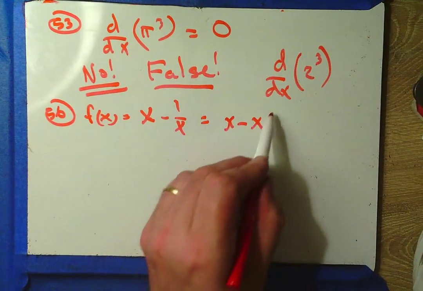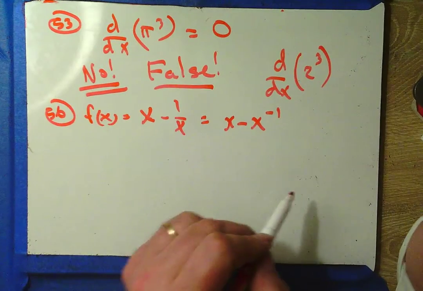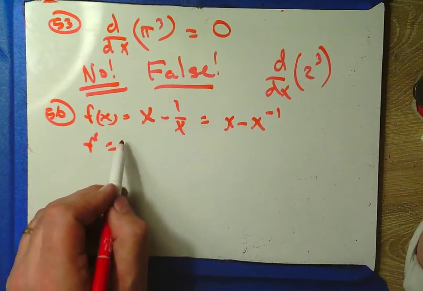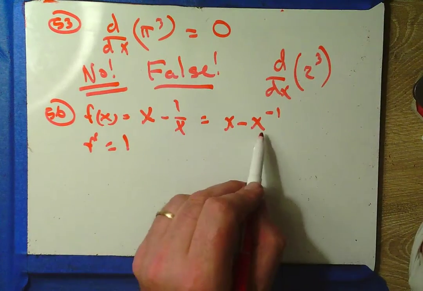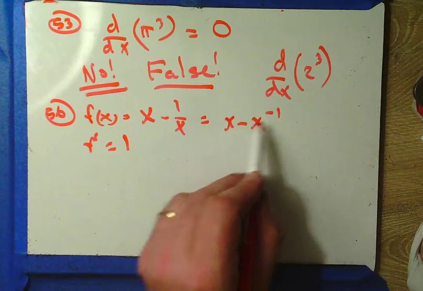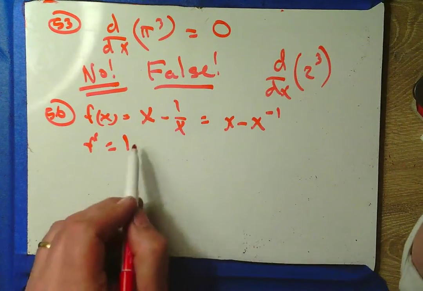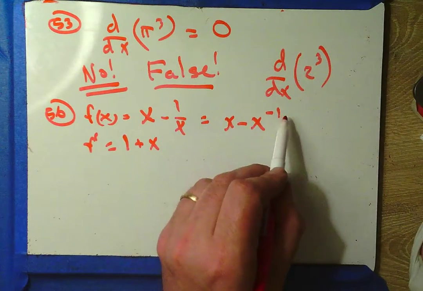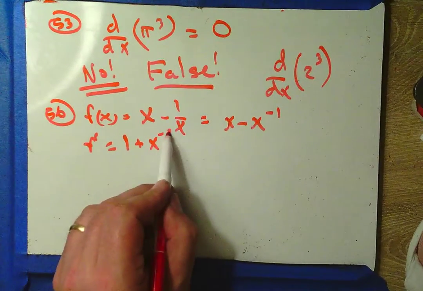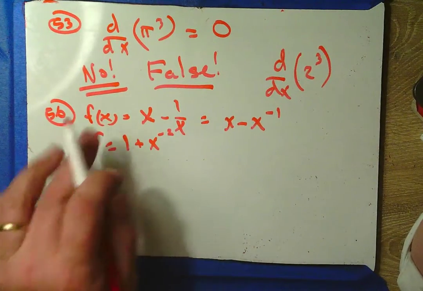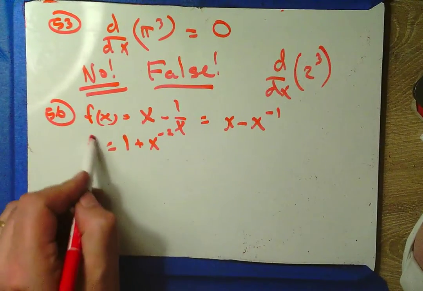Instead, rewrite that as x to the negative 1 power. Because now f prime is simply going to be the derivative of this, which is 1, and the derivative of x to the minus 1. Bring down that negative 1. 1 times negative is positive x, subtract 1. Minus 1 is minus 2. Okay, there's f prime.